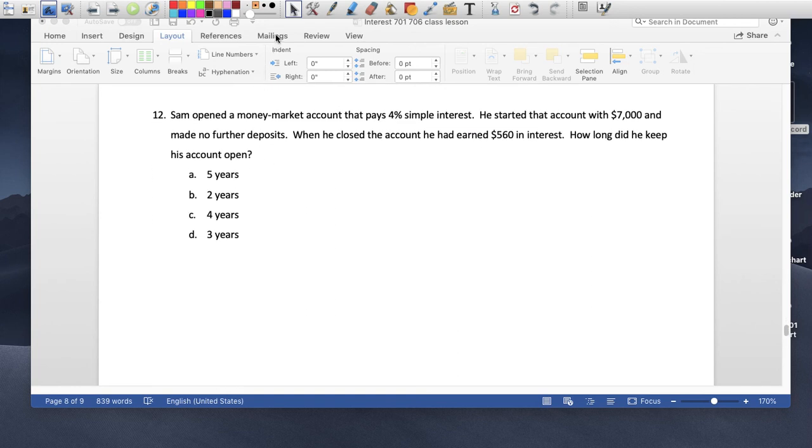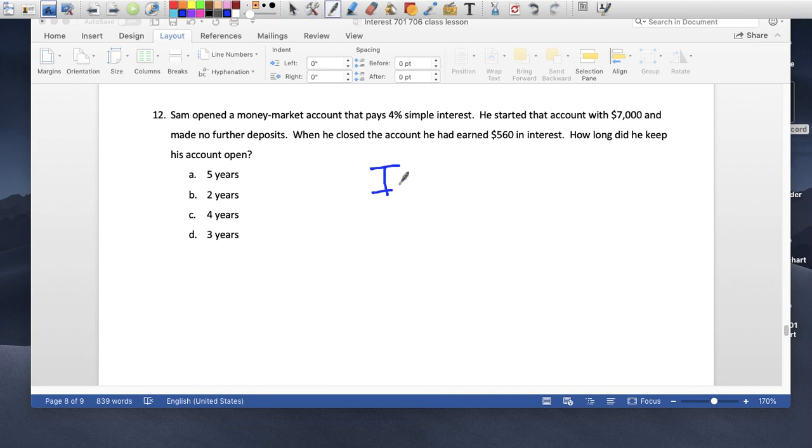Sam opened a money market account, like a savings account. It pays 4% simple interest. He started the account with $7,000 and made no further deposits. When he closed the account, he earned $560 in interest. How long did he keep the money? How long did he keep his account open?